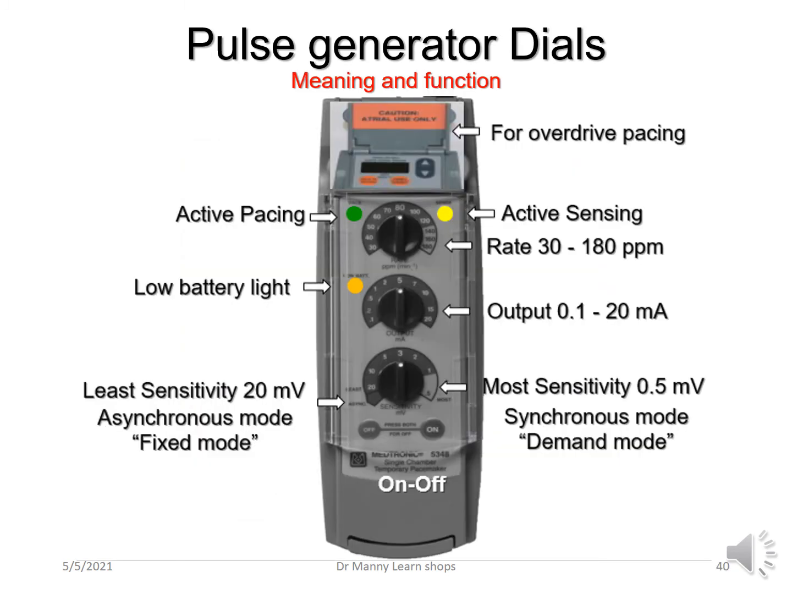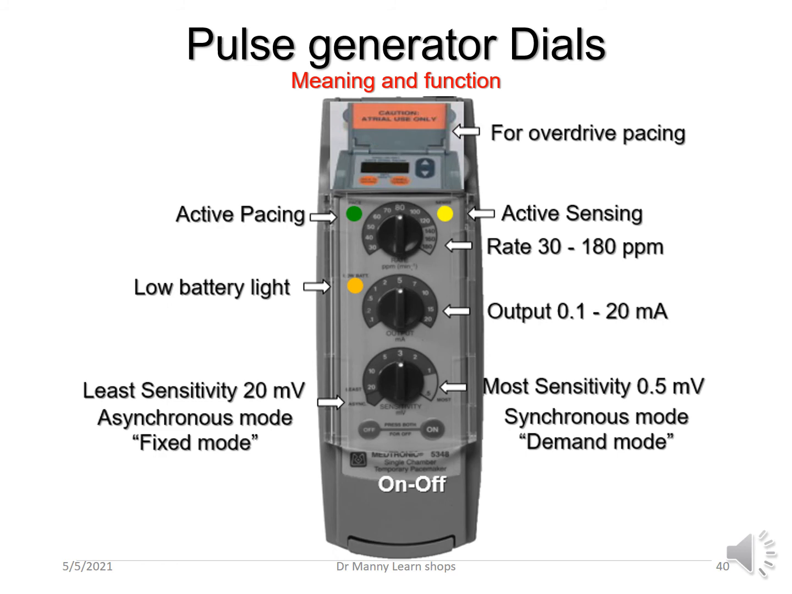When we look at the pulse generator dials, we can look now here, and most pacemakers basically have the same dials. You have the pacemaker rate, which is typically between 30 and 180 pulsations per minute. So this establishes the heart rate. Then you've got the output, which is typically from 0.1 to 20 milliamps, and this delivers the electrical current, either low or high. 0.1 being the lowest, 20 milliamps is the highest.